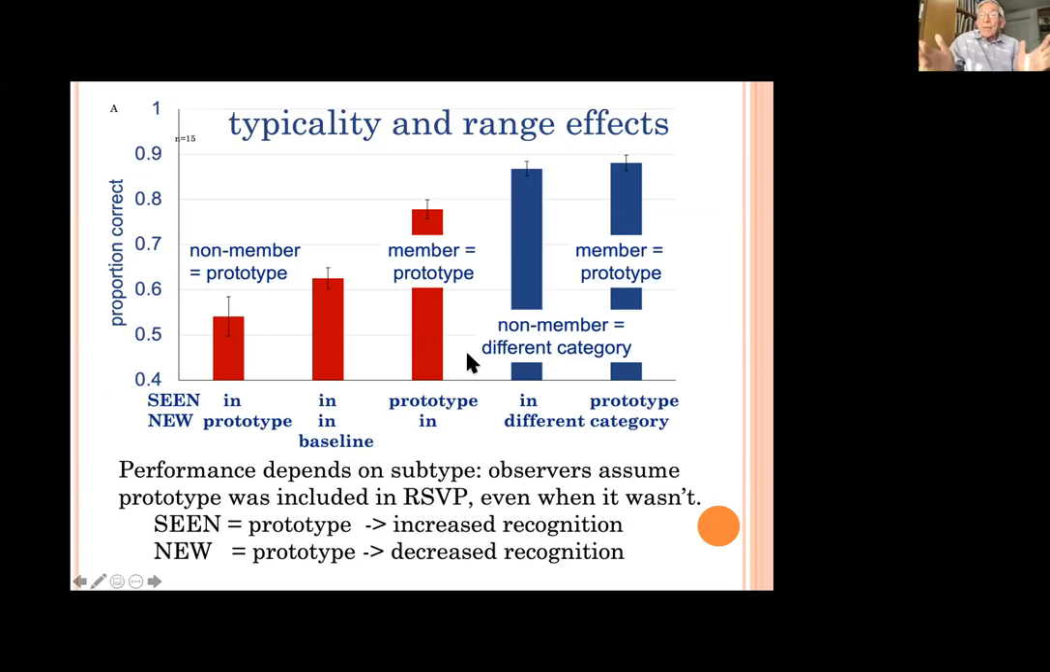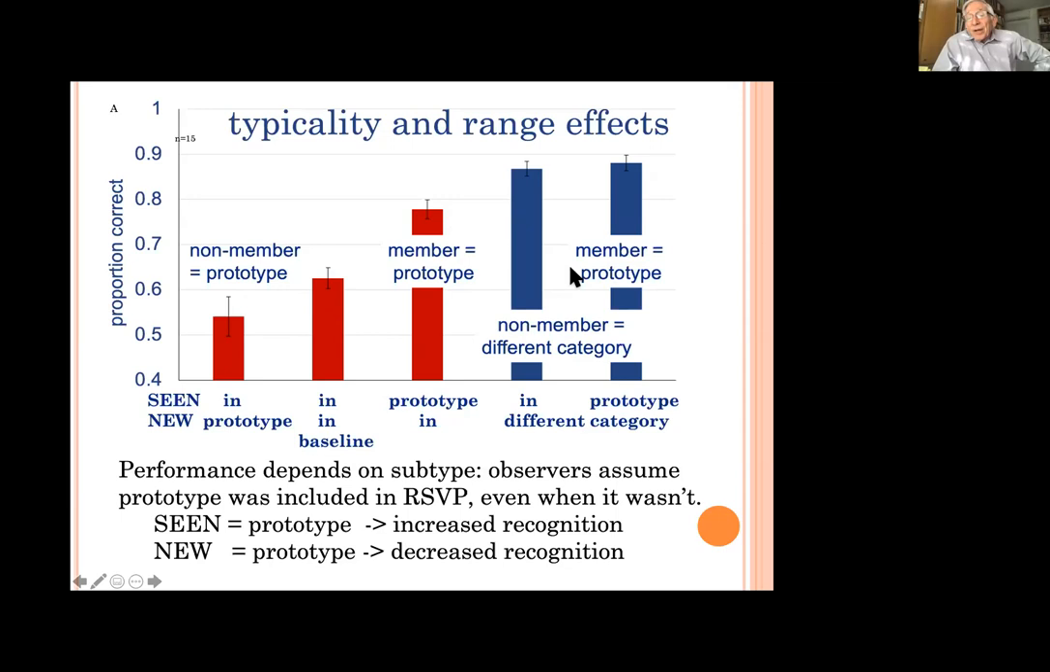Now, in this case, they're all above 50% because they're remembering some of the pictures. And therefore, they're not depending only on the mean, on the prototype. But if the member is the prototype, they're close to 80%. If neither is the prototype, it's just over 60%. If the new one is the prototype, then they're choosing the seen one only 53%, something like that. And if the new one is from a different category, they reject that very well.